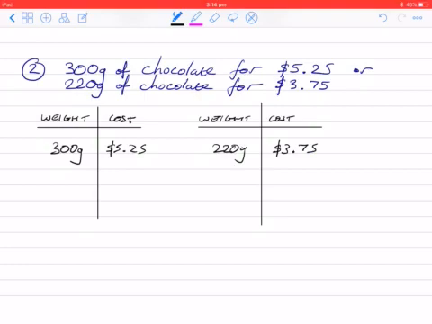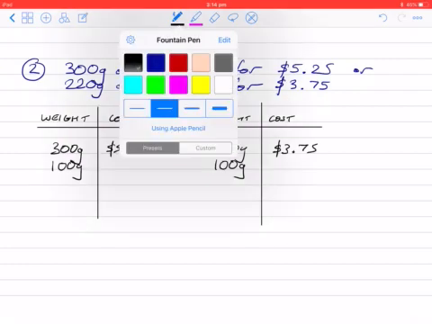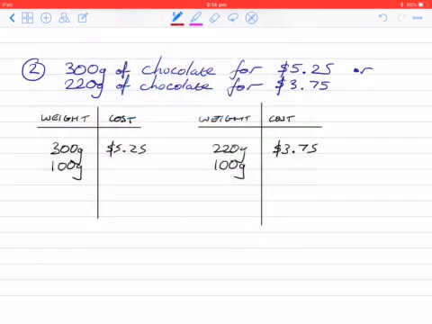Now I'm going to do something a bit different here. So I'm not actually going to find out what 1 gram is, because 1 gram is such a tiny weight. At the shops you might see they actually compare it by doing the cost per 100 grams. So we're not going to do 1 gram, we're going to do 100 grams this time. You could find 1 gram, but you just get a really tiny price. So this method is probably more user-friendly, I suppose.